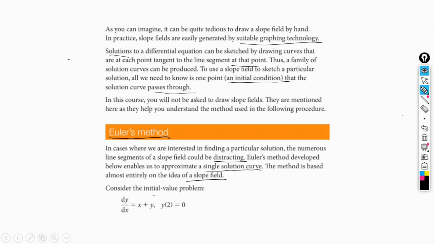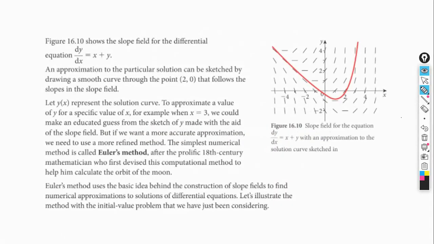So we consider the initial value problem, dy/dx equals x plus y, with the initial value y of 2 equals 0. Figure 16.10 shows the slope field for the differential equation dy/dx equals x plus y. So we see that right here. An approximation to the particular solution can be sketched by drawing a smooth curve at the point (2, 0) that follows the slopes in the field. So notice that this would be the point (2, 0), and the curve follows the slopes in the field. Let y of x represent the solution curve. So this is y of x.